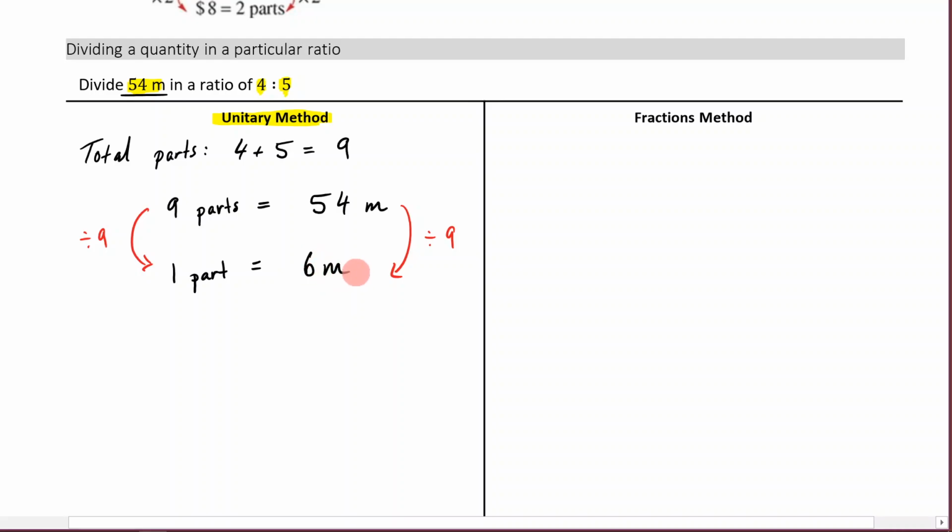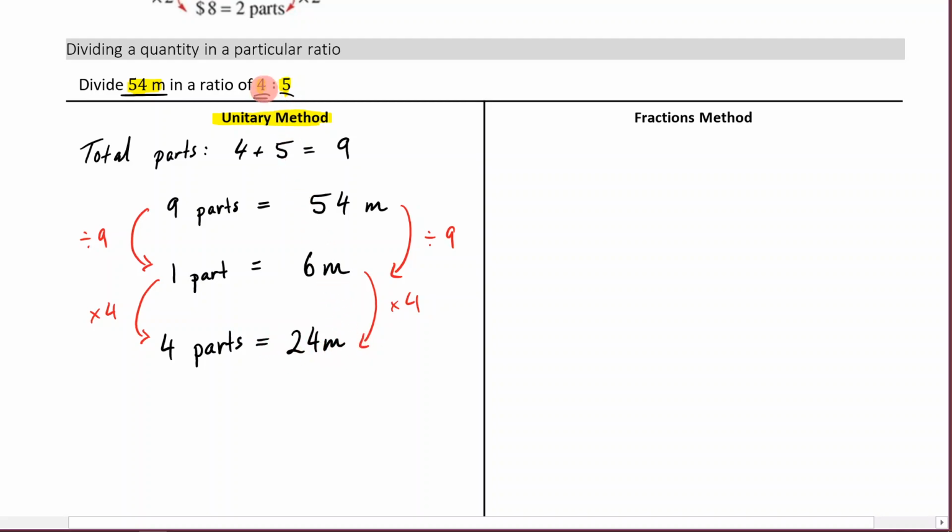The next thing that I do in my unitary method is find the required number of parts that I'm after. In this case, it's 4 parts and 5 parts. So let's start with 4 parts. If I want 4 parts, how do I go from 1 to 4? Obviously I'm timesing by 4, so I have to do the same to the other side. I get 6 times 4, which is 24. So I'm going to say 24 meters.